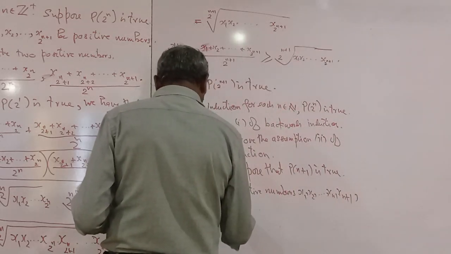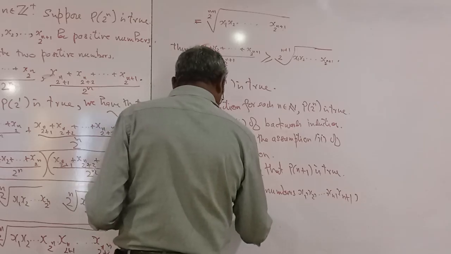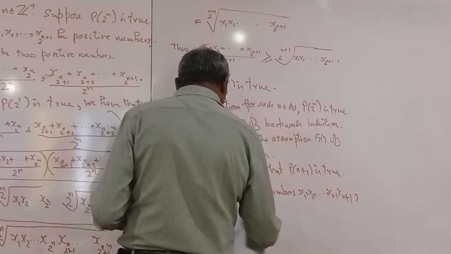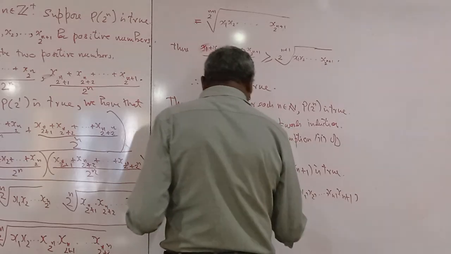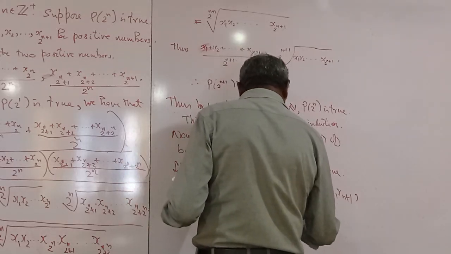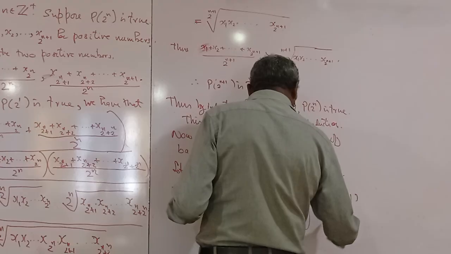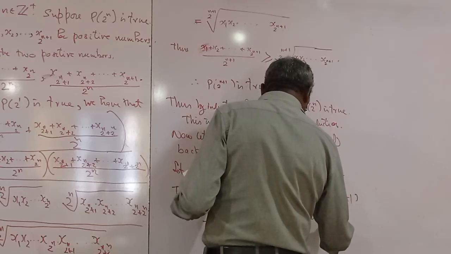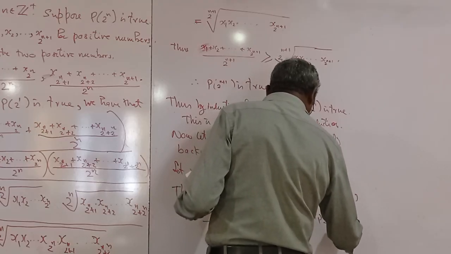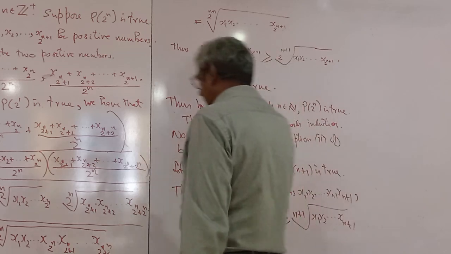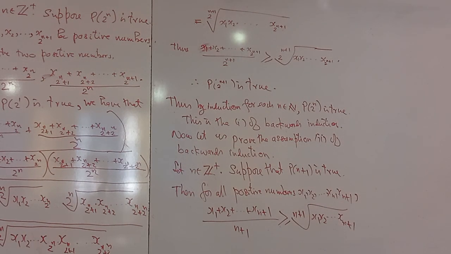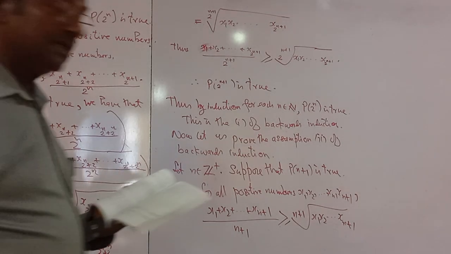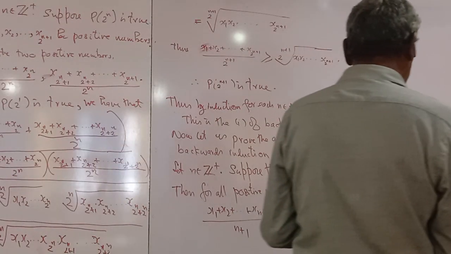(x1 + x2 + ... + x(n+1)) divided by n+1 is greater than or equal to the (n+1)th root of x1, x2, ..., x(n+1). Right? That is the meaning of P(n+1) being true. Now I am going to choose particular n+1 numbers.